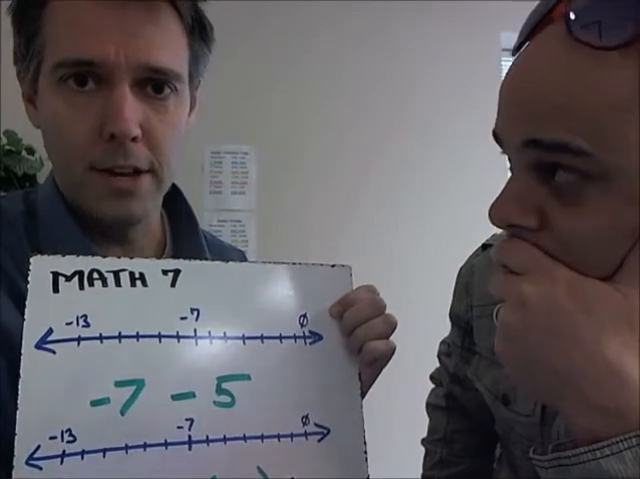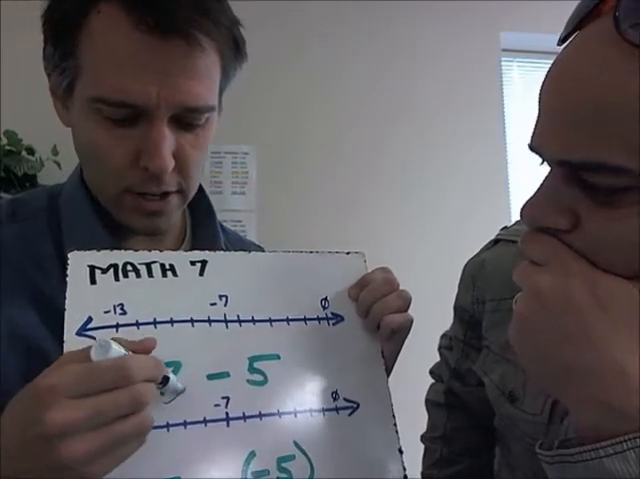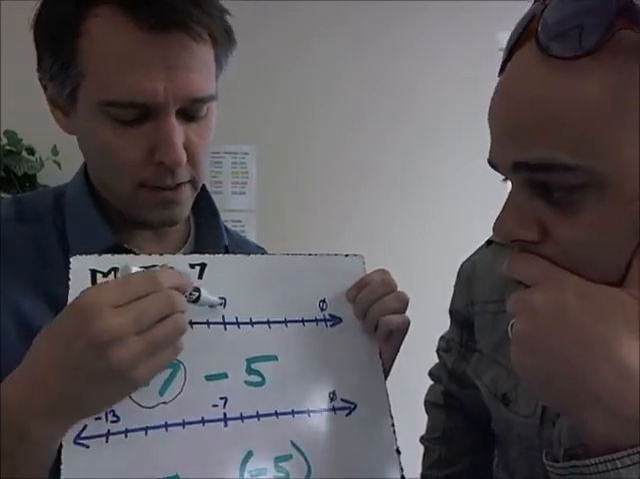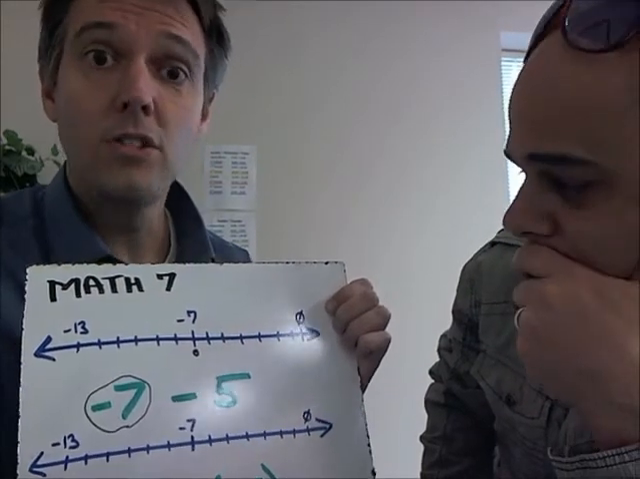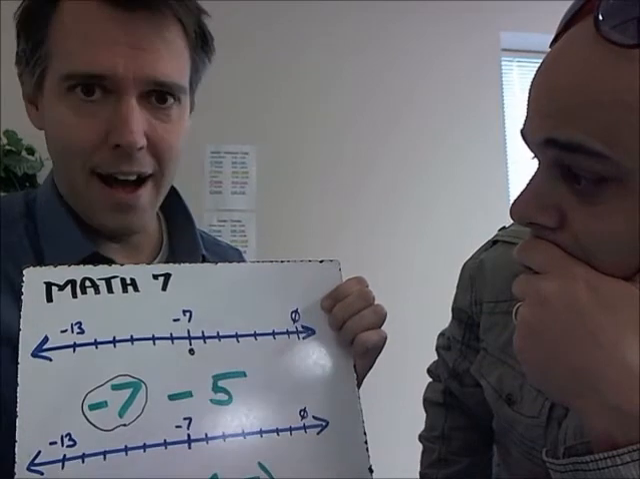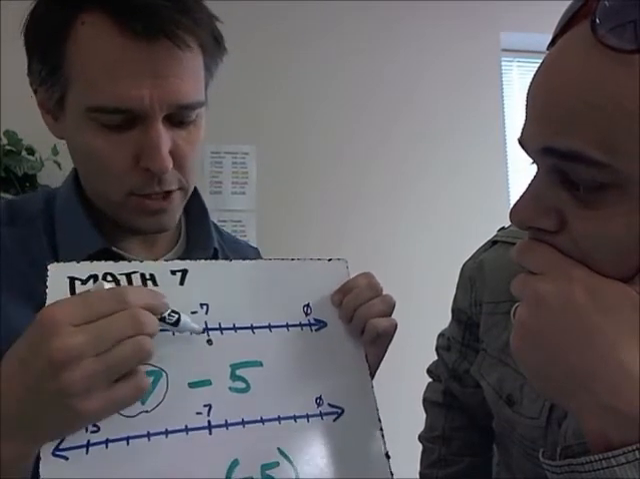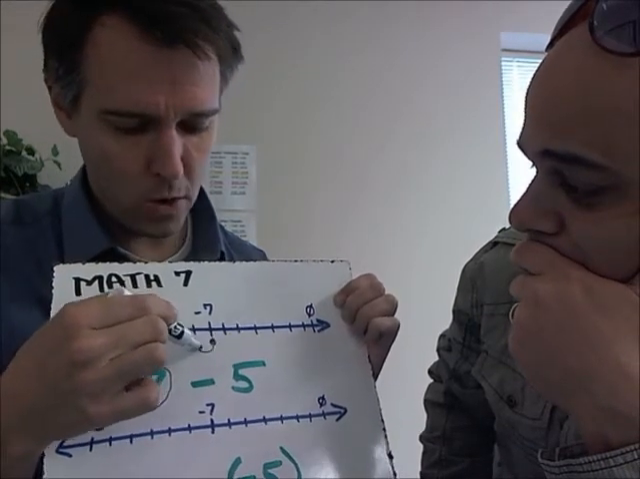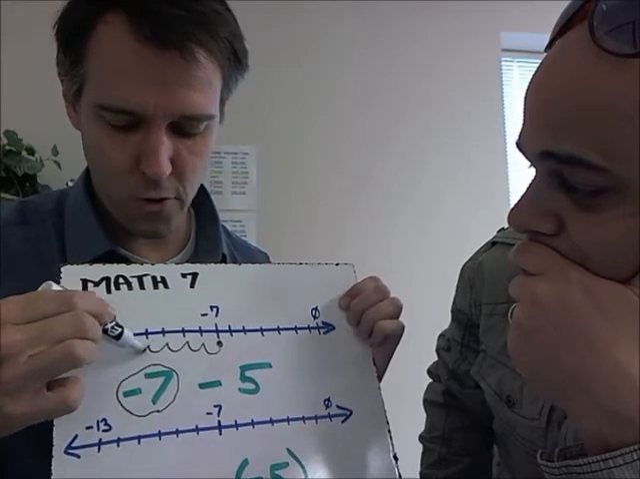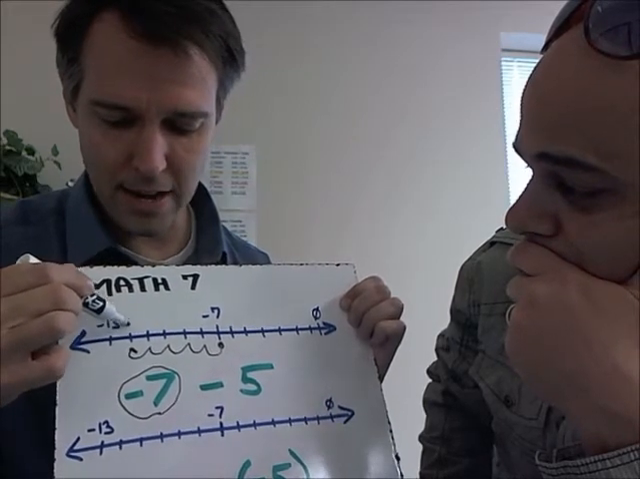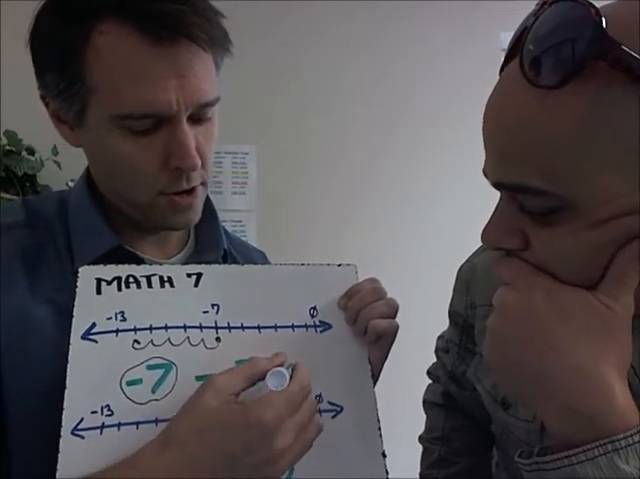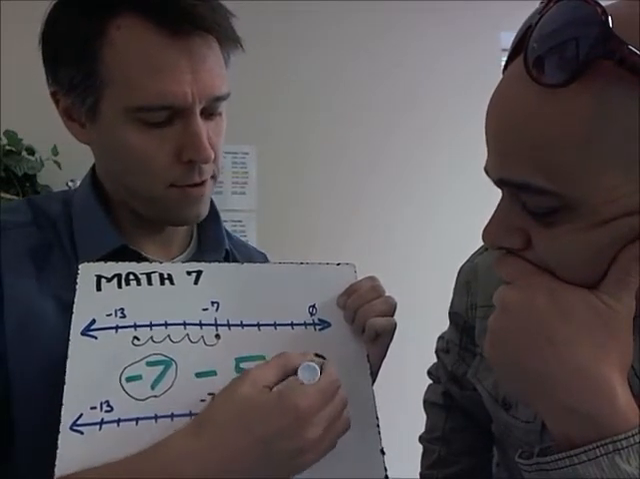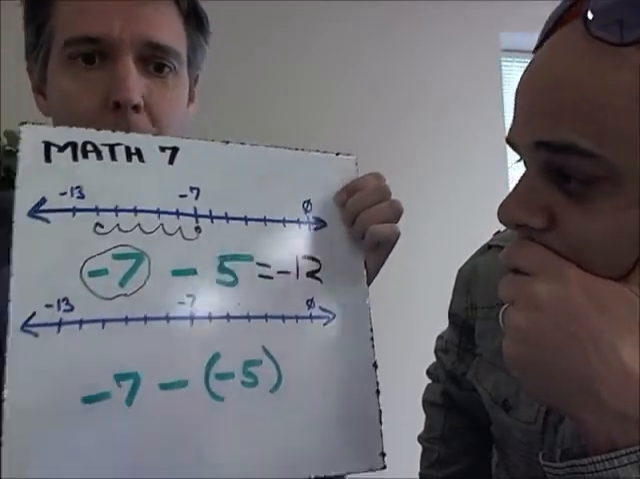Always use your number line. Start wherever it tells you to start, -7. So -7 is right here. This is where we're starting. Minus 5 means subtract 5, go back 5 spaces. So we start at -7, and we go back 1, 2, 3, 4, 5. We end up at -12, which would be right here. So that is -12. All right, everybody?